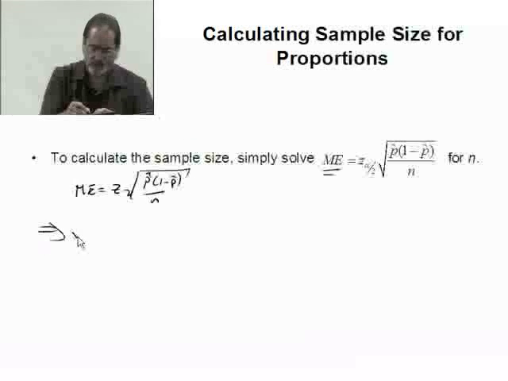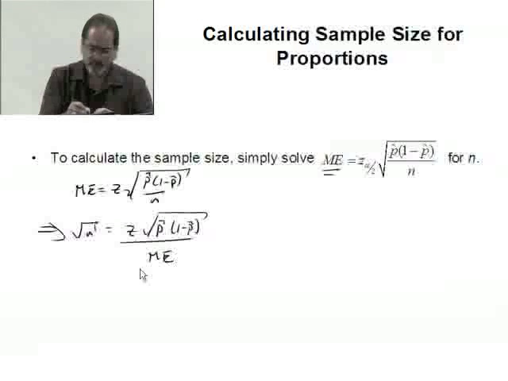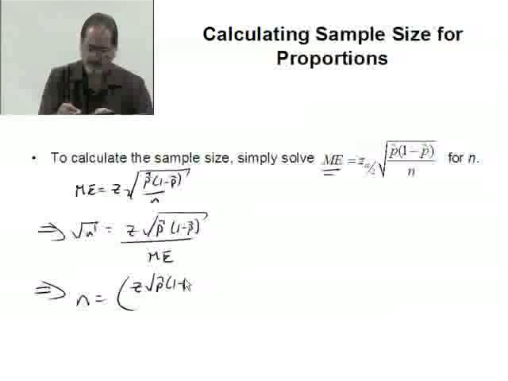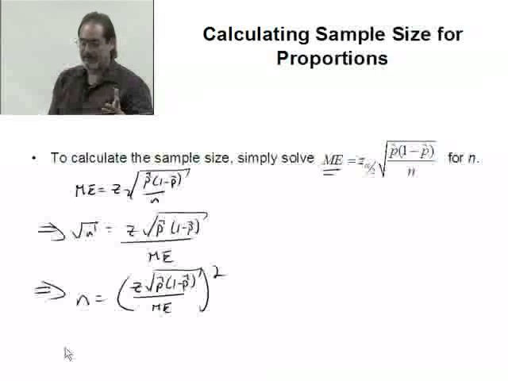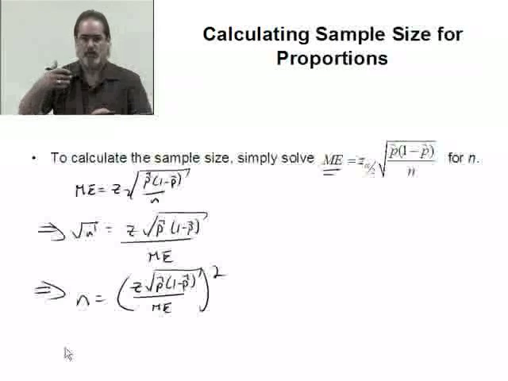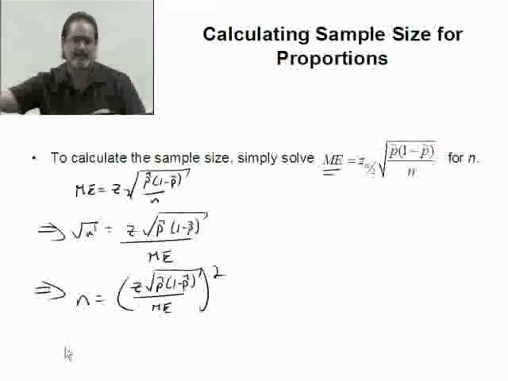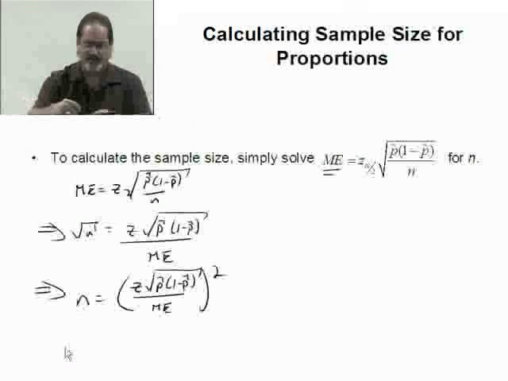That would imply that the square root of n equals z times the square root of p hat, 1 minus p hat, divided by the margin of error. That would imply that my sample size is equal to z times the square root of p hat, 1 minus p hat, divided by the margin of error, with the whole quantity squared. So there's my sample size. But, obviously, there's a problem. The reason we're doing this is so that we can go out and collect a sample and calculate p hat. Right in the middle of my calculation is p hat. I need to do something about that.